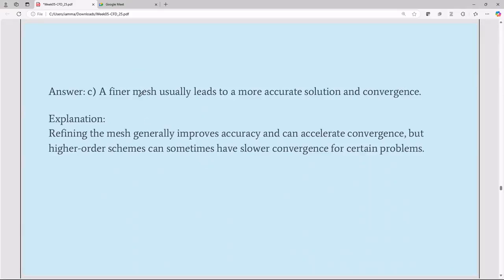The process of making a finer mesh is called mesh refinement. An optimum level of refinement is needed for a reasonable solution and convergence. Higher order schemes can capture more details, but we can't say that it will always give faster convergence. It can sometimes give slower convergence also. Moving on to next question.